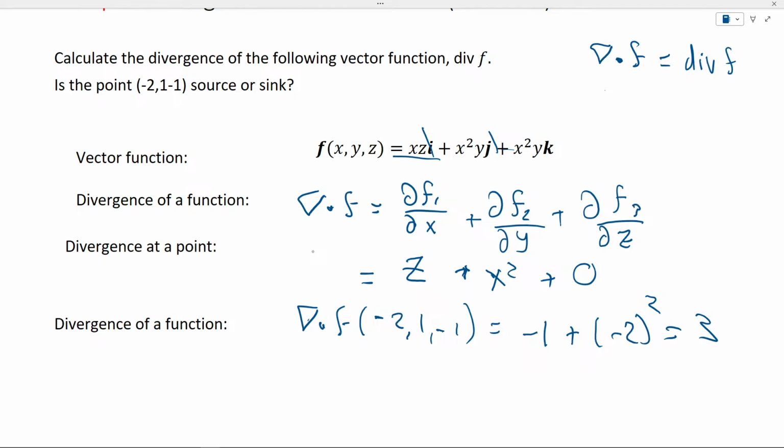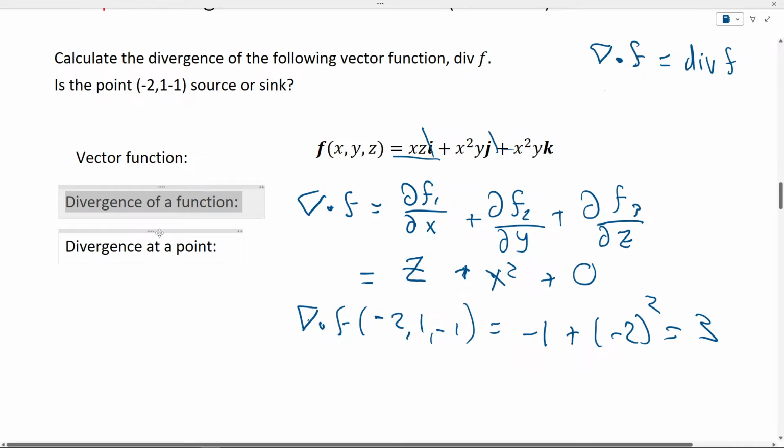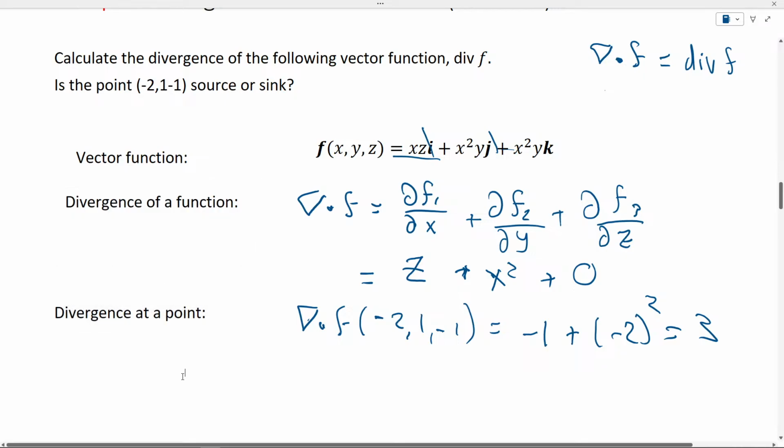Oh, I already have it here. I think I have it confused. Yeah, that's this one here. Sorry, so that is the divergence of the function, and that is the divergence at the point.